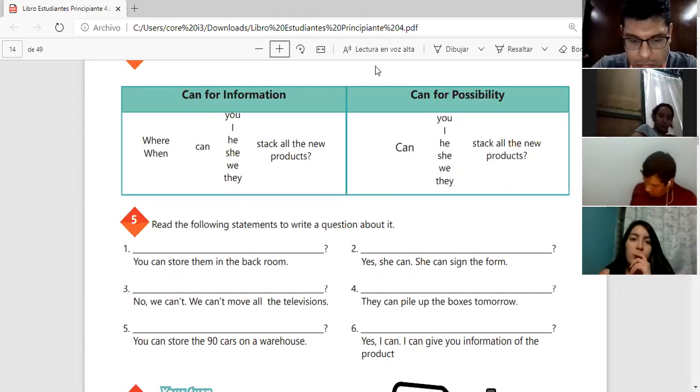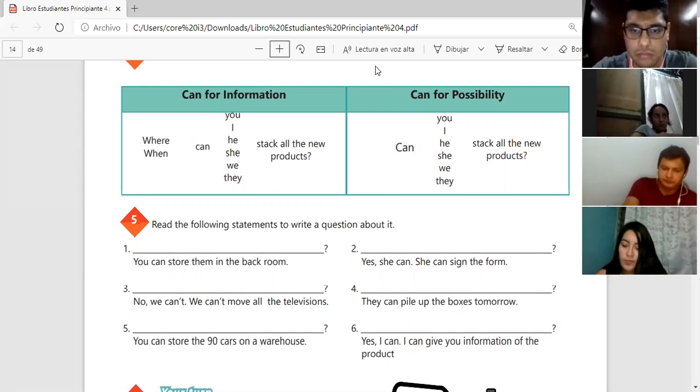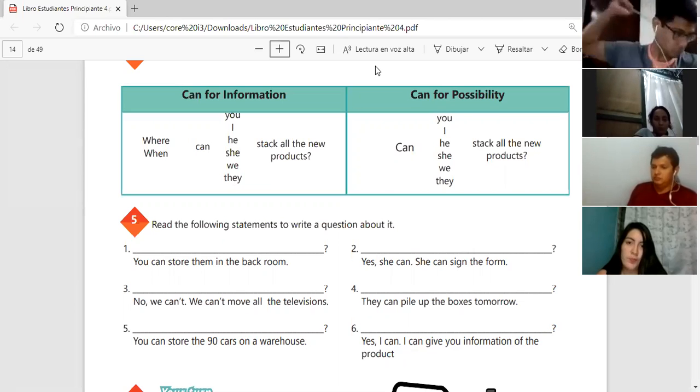La primera, habilidad. La segunda, posibilidad. La tercera, simple y sencillamente para obtener información. Y la cuarta, para pedir permiso para hacer algo. Now, again, the question, Mario, is where can I buy a cell phone? In that case, my question is for ability, for possibility, for information, or for permission? For information. Exactly. So it is for information because the only thing that I need is information.